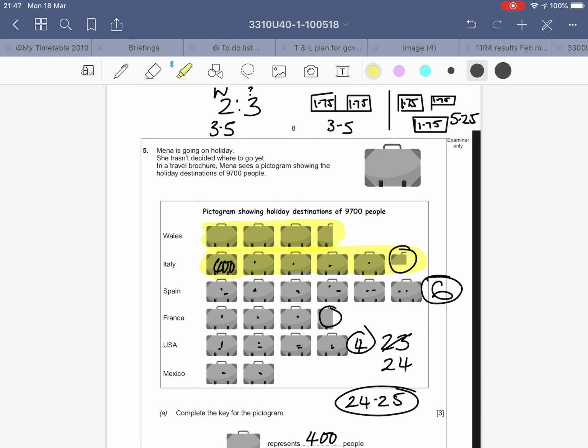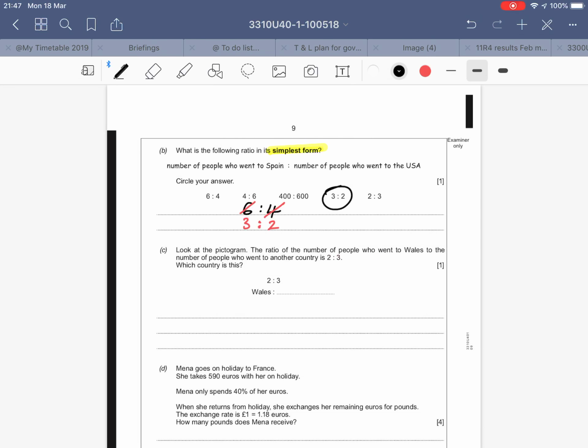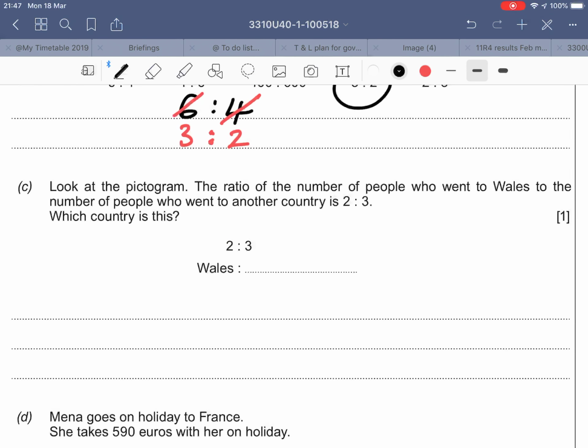5.25 boxes would be for Italy. Look how the bar modelling allows you to see how much is in each individual box. As soon as I know that 3.5 is 2 boxes, I can shade it out. And the other country that we're looking at is Italy.